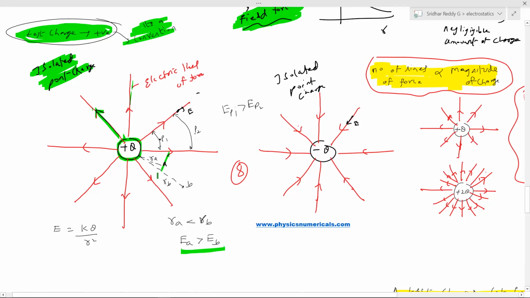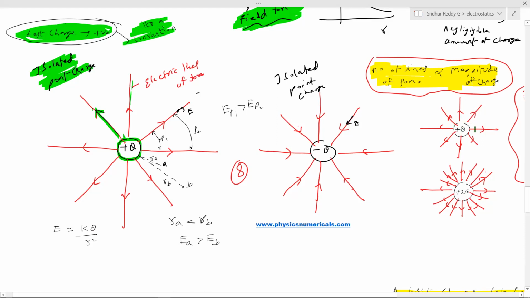You look at the spacing here. You measure this distance. Which distance will be greater? This distance will be greater than this one. So I can say that the field strength at A is greater than at B. It means where the spacing between the lines of force is less, there the field strength should be more. This is a very important thing which will help us to plot the lines of force. So this is what I'm trying to insist here.